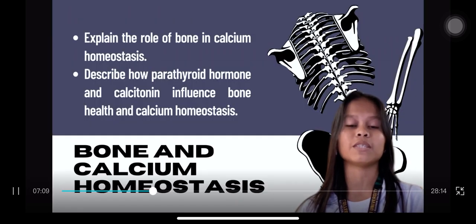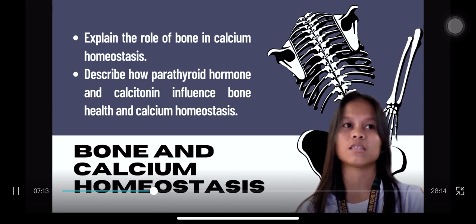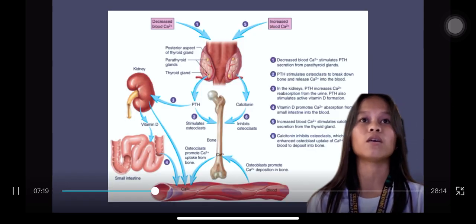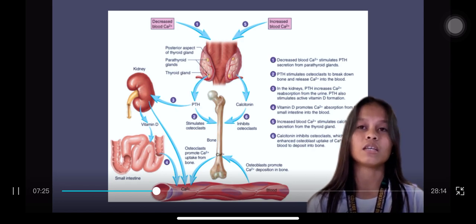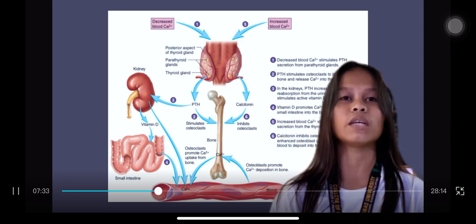Bone and calcium homeostasis. I'm going to explain the role of the bones in calcium homeostasis and describe how parathyroid hormone and calcitonin influence the bone's health and calcium homeostasis. Explain the role of the bones in calcium homeostasis. Bone plays a crucial role in calcium homeostasis as a reservoir for calcium, storing 99% of the body's calcium in hydroxyapatite crystals within the bone matrix.